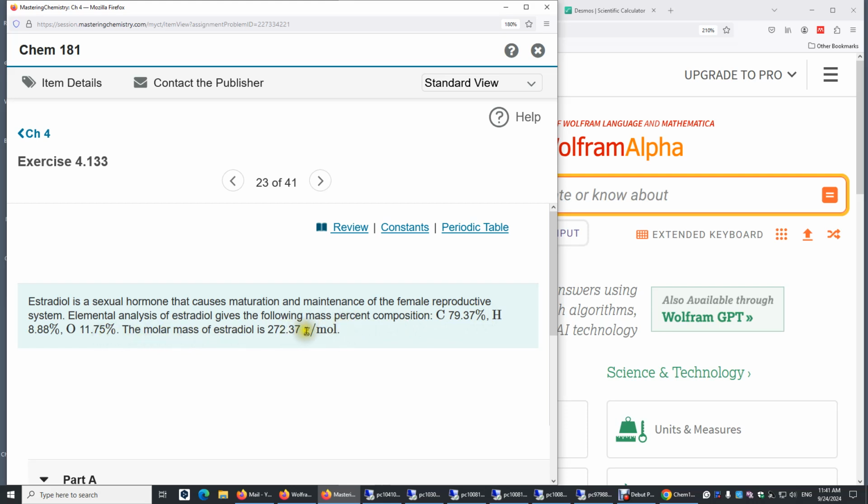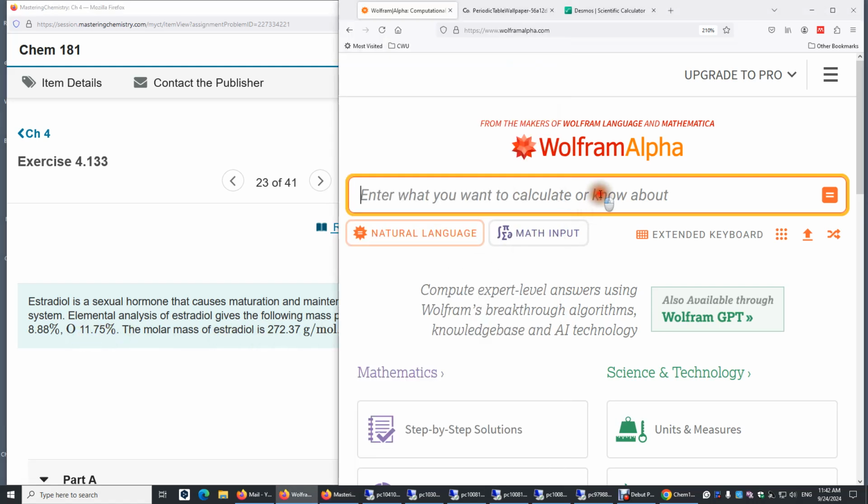And then we can just multiply this mass and the percentage to get the mass of carbon. And similarly, we can get the mass of hydrogen and oxygen. Finally, we convert the mass of carbon to the moles of carbon, and then do the same for hydrogen and oxygen. Eventually, we will know how many moles of carbon, hydrogen, and oxygen are in 1 mole of estradiol.